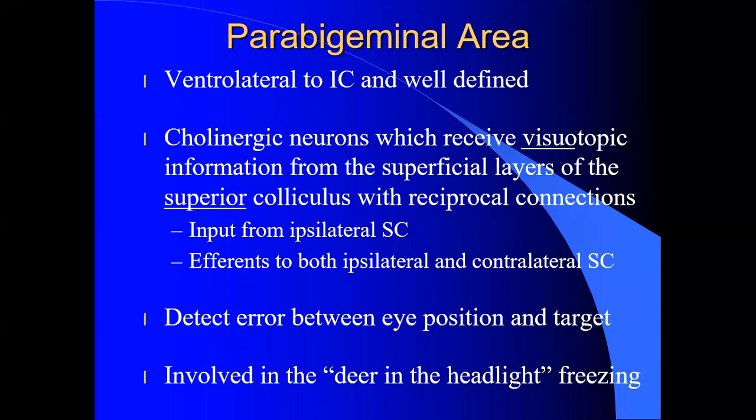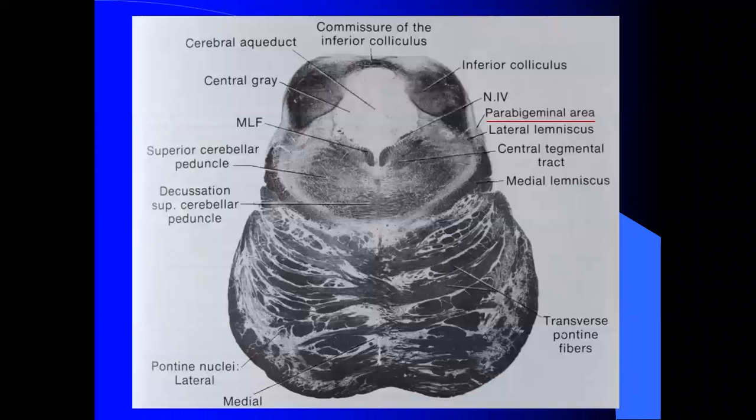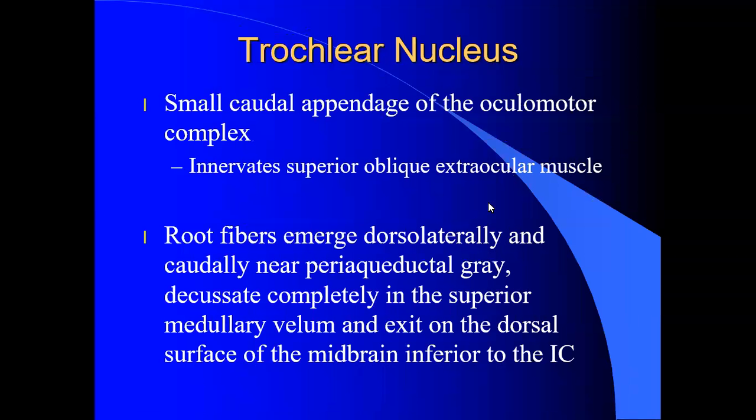All right, so let's keep going here. That's the parabigeminal, and that was out here. And these are all discrete nuclei. You can really see them very well. All right, of course, continuing the theme of oculomotor, in the caudal portion of the midbrain is the trochlear nucleus. It's a small caudal appendage. I really think you can think of it as part of the oculomotor complex, which is a good word. Obviously, it innervates the superior oblique.